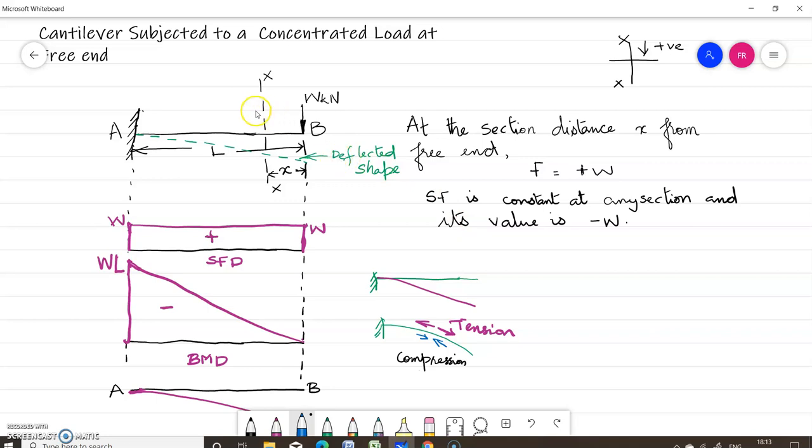You can see there is no other load other than this W acting at this point. So there is no change in the load throughout the length of the beam. So the shear force is constant at any section and its value is equal to plus W. Okay.